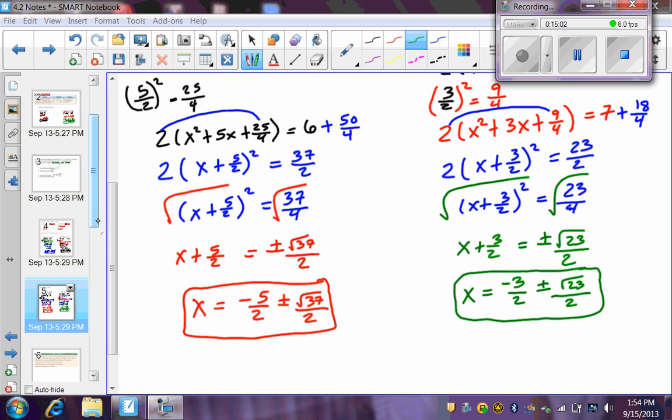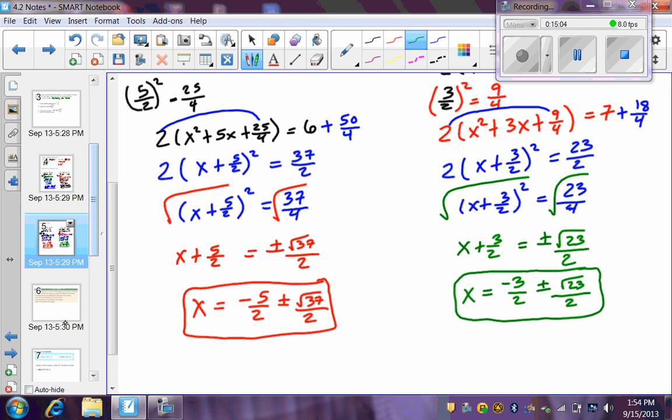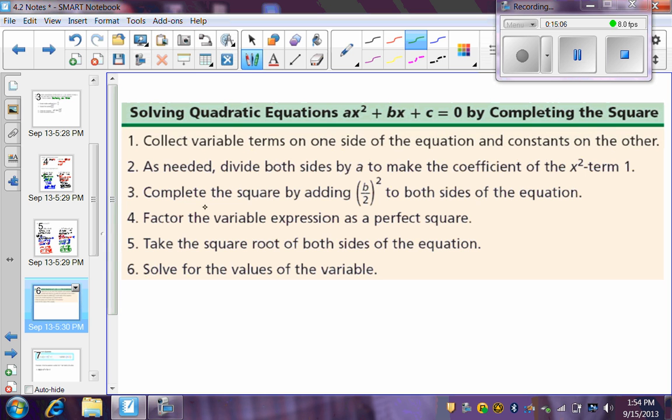Now, the next slide just kind of summarizes the steps that we just did, where we collected the variable terms on one side and the constants on the other, divided if we needed to make the coefficient in front of the x squared term 1, completing the square, factoring it, taking the square root, and solving for the variable.